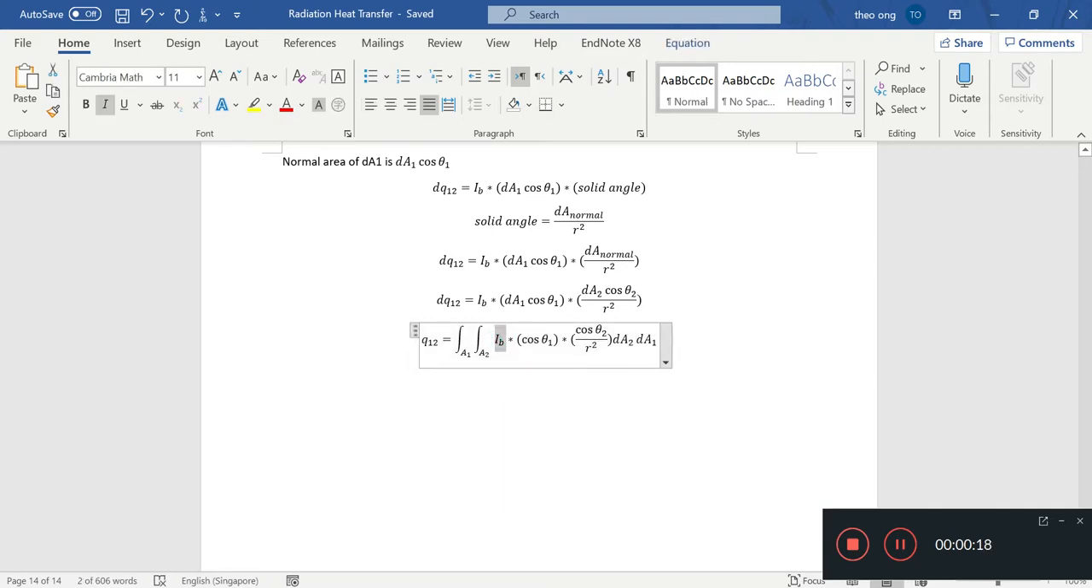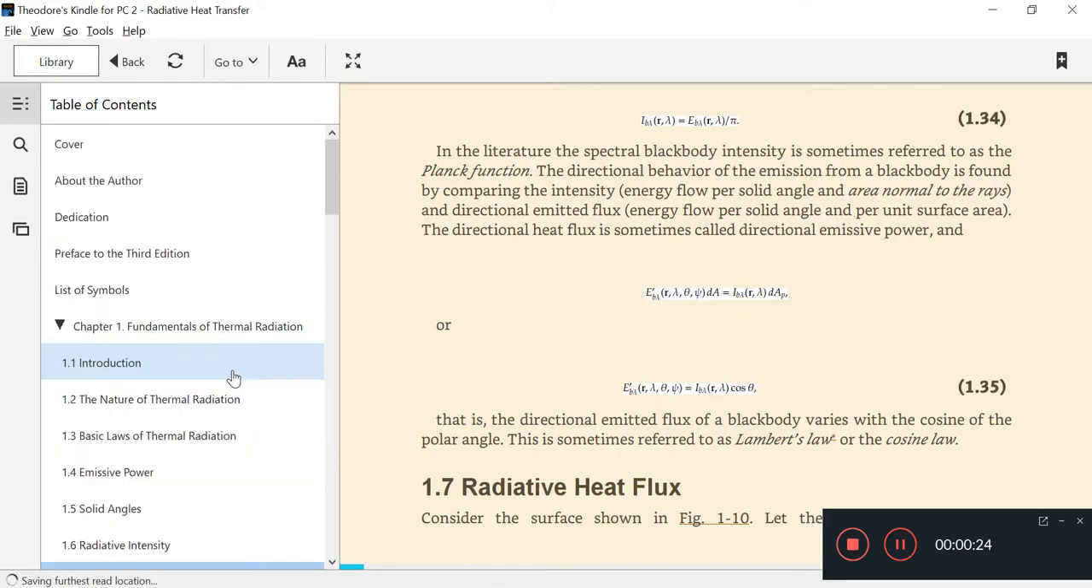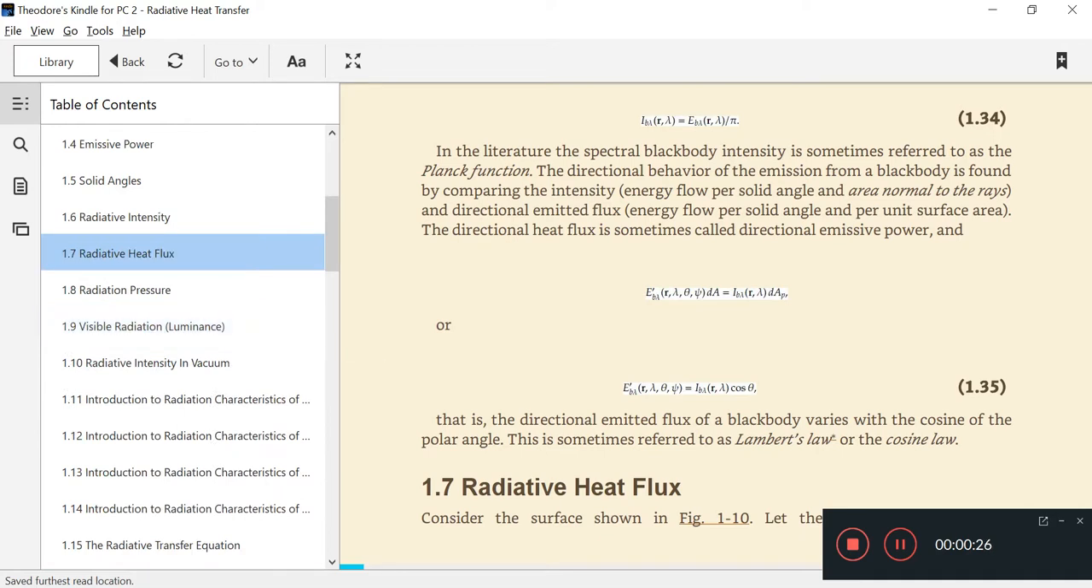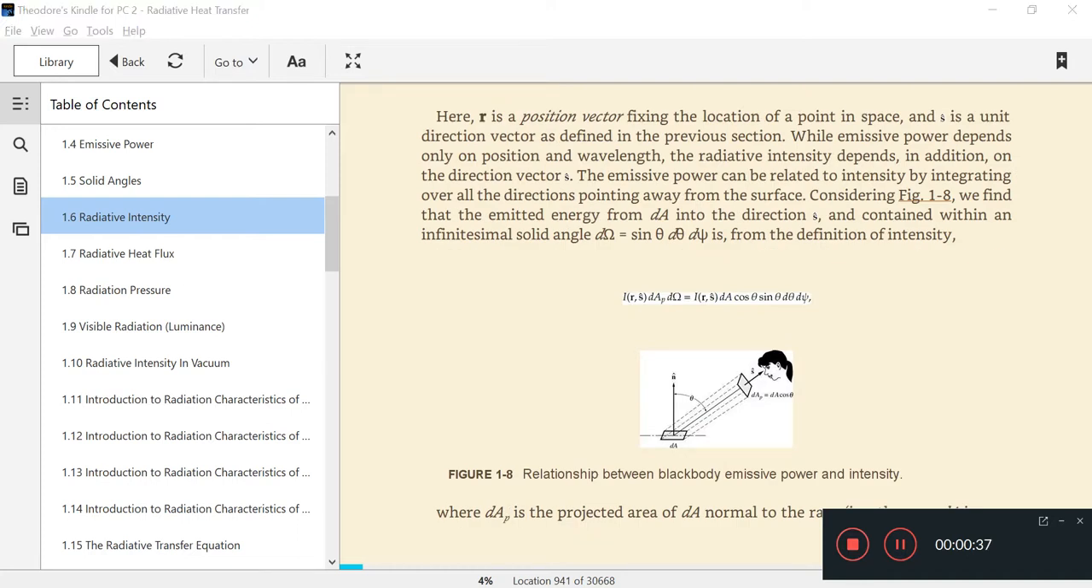The answer to this is found in section 1.7 of Michael F. Modest's book. Let me just go through what he's discussing. All this stuff here, I'm just going to try and summarize in this video.